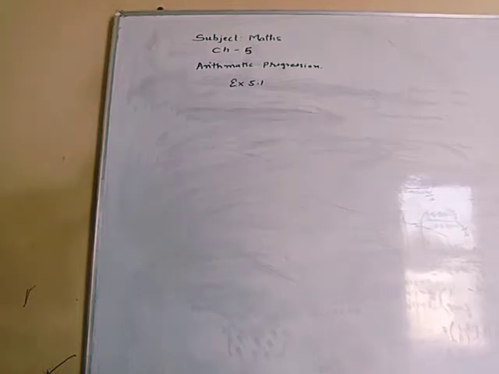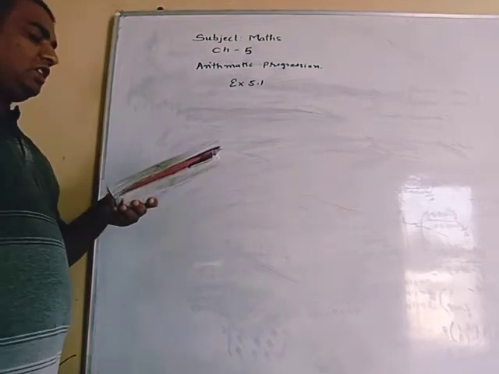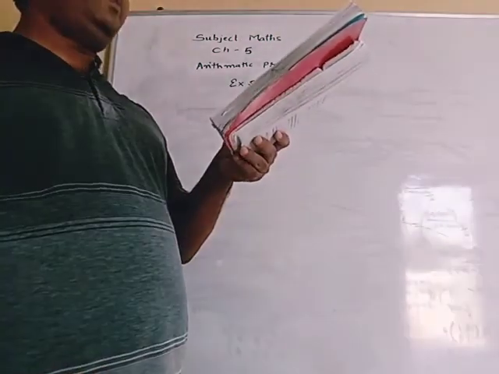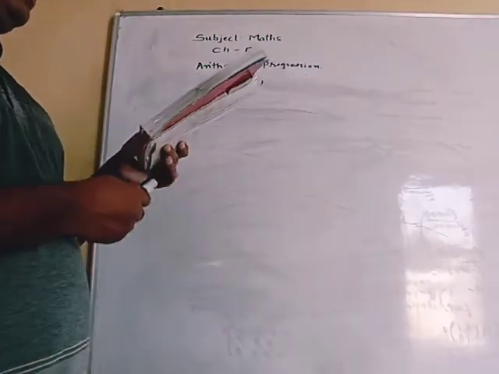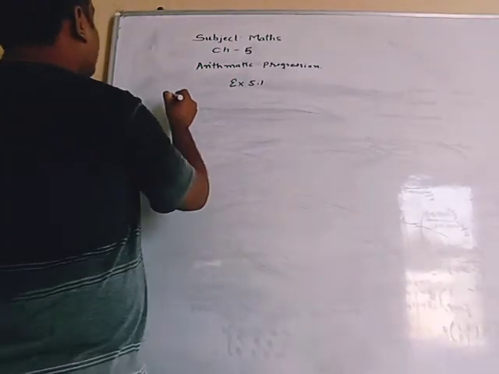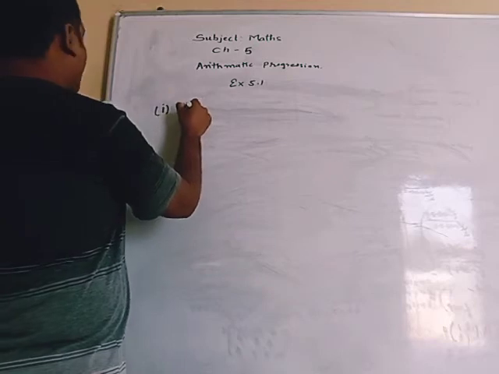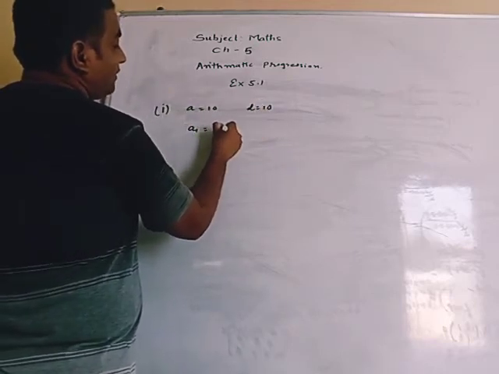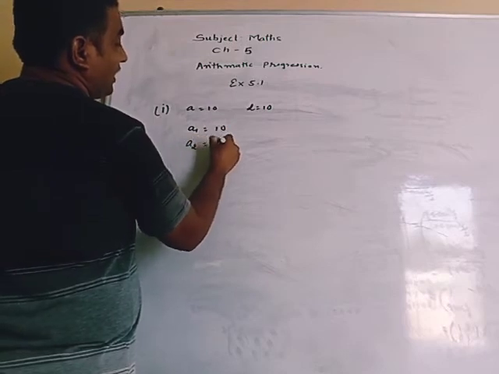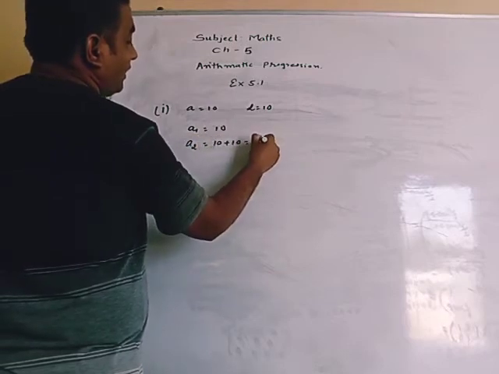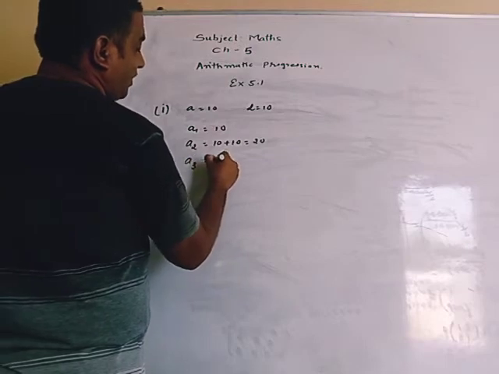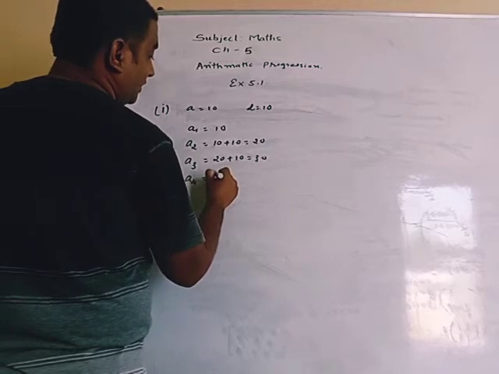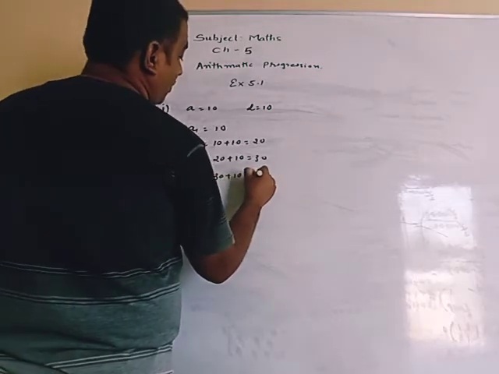Now question 2. We are given: write the first four terms of an AP where the first term A and the common difference D are given. Here are some questions we will see. The first question: A equals 10, D equals 10. So A1 will be 10. A2, we write 10 plus 10, that is 20. A3, we write 20 plus 10, that is 30. And A4, 30 plus 10, it will be 40.